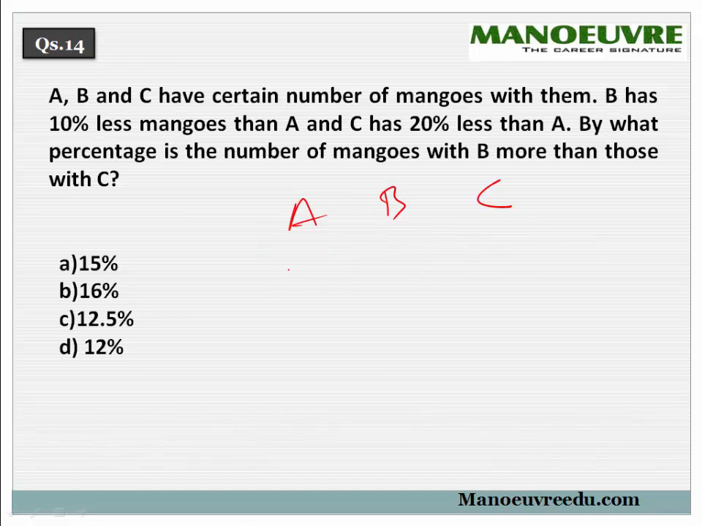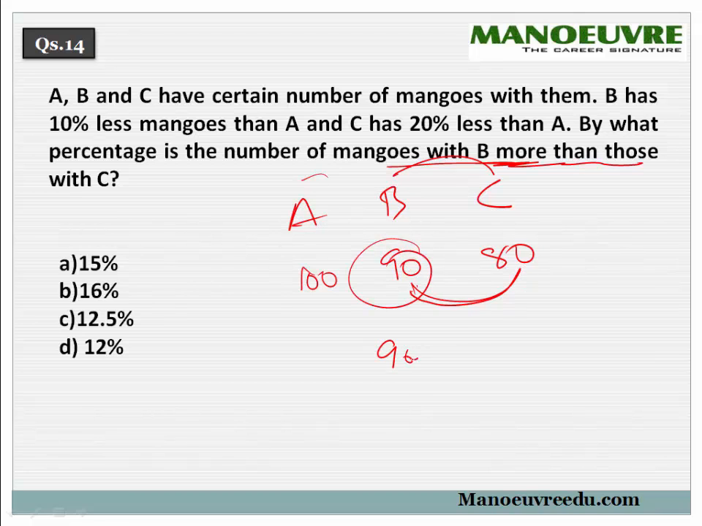So both values B and C depend on A, so let's assume that A has 100 mangoes. B has 10 mangoes less than A, which means B has 90 mangoes, and C has 20% less than A, which is nothing but 80. By what percent is the number of mangoes with B more than those of C? So this is 10 more, so this is nothing but 90 minus 80, final minus initial upon initial, which is 80 into 100.